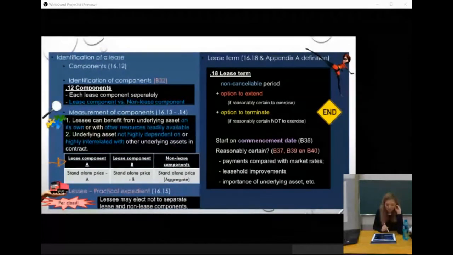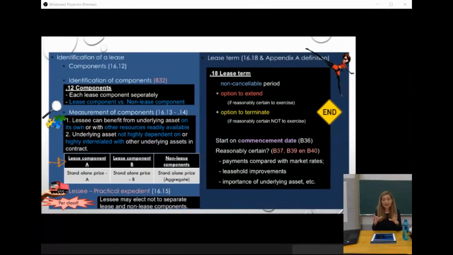So the lease components, where we have to look at a lease transaction, we have to determine what are the lease components and what are the non-lease components, and we have to split the lease contract between them. How do we do that? Which values do we use? That is also information that is given to us, I think in the B paragraph.